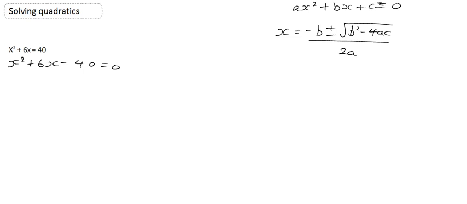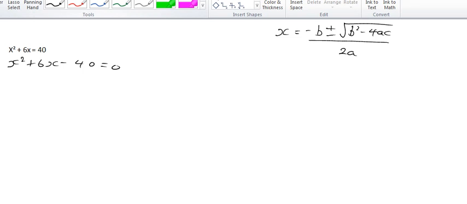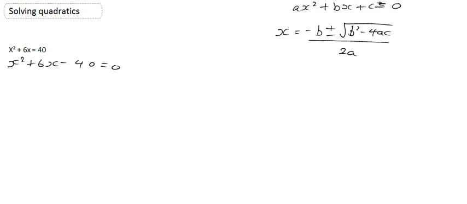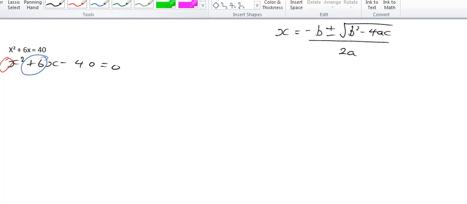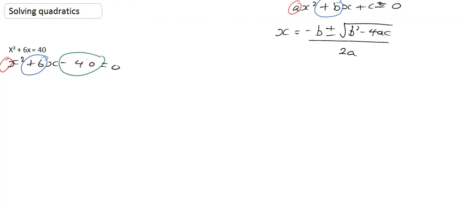Now I make no bones when I teach this that I struggled with this as a student, because no one actually said, look at the coefficient in front of x squared, that is a. Look at the coefficient in front of x, that's b. So I said the wrong thing before, it was the x squared coefficient. And look at the constant at the end, that's c.